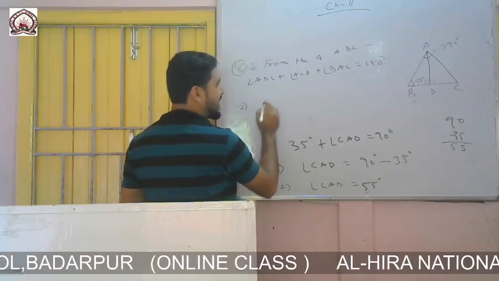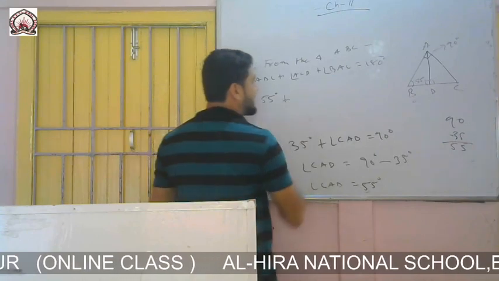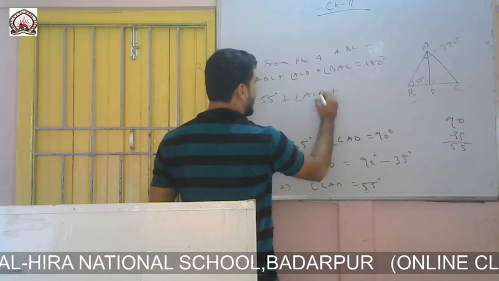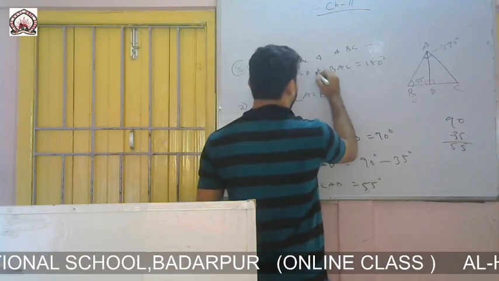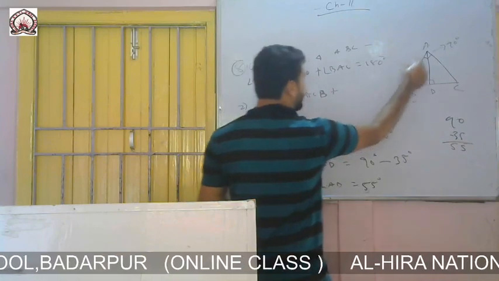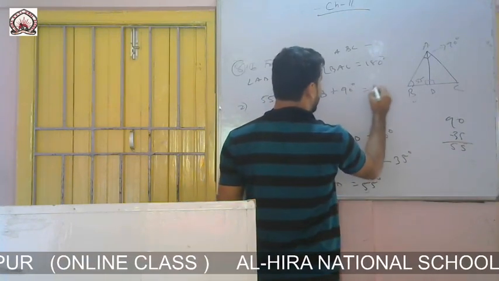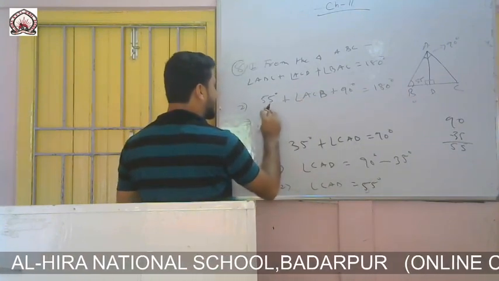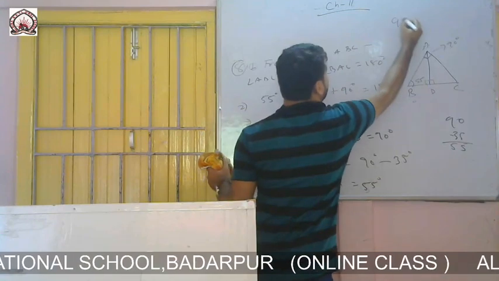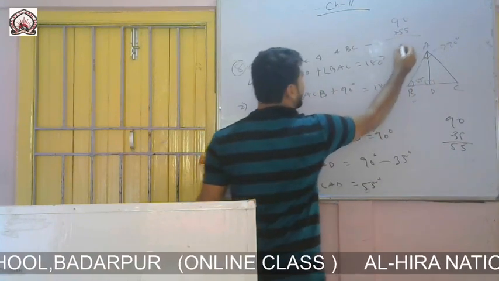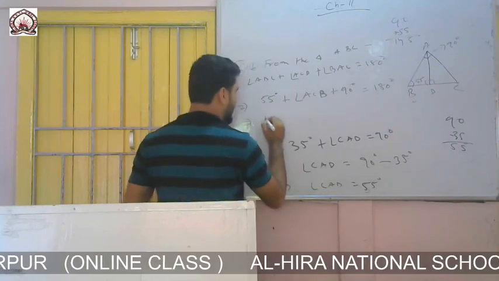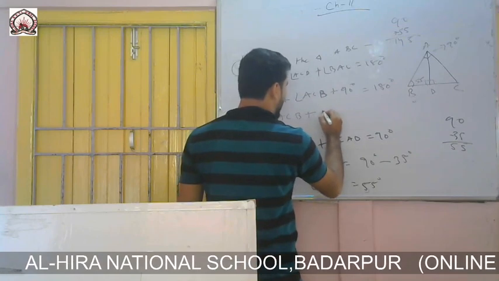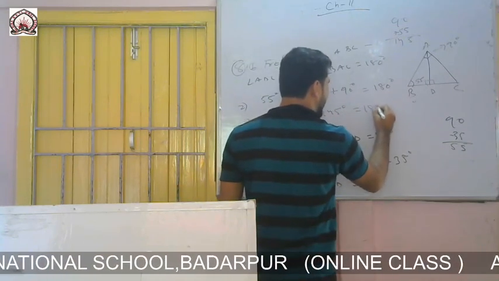In place of ABC I can write 55 degree, plus in place of ACB we have to find the value, so we kept it the same, and in case of BAC, we can write 90 degree. It is 180 degree. Now if I add 90 degree plus 55 degree, I will get 145 degree. So I can write angle ACB plus 145 degree equals to 180 degree.